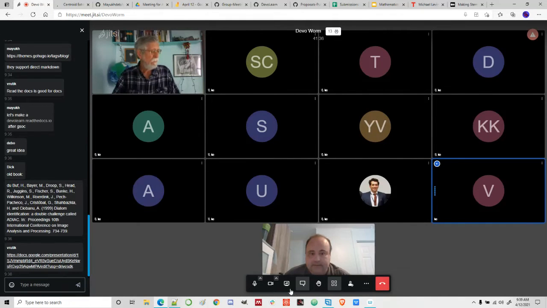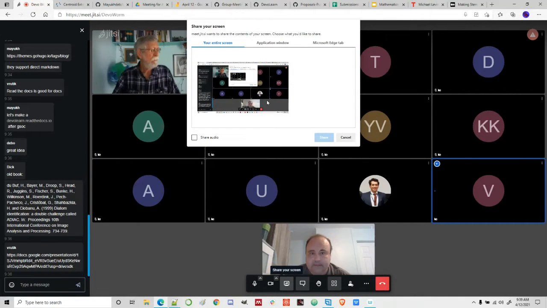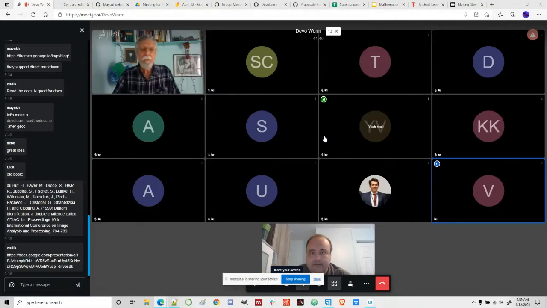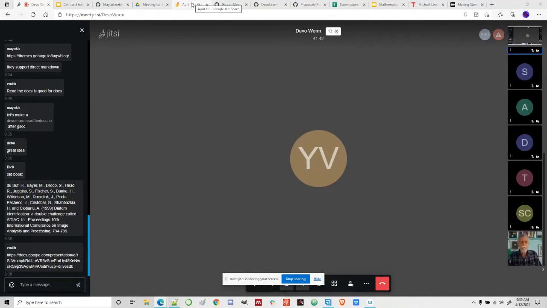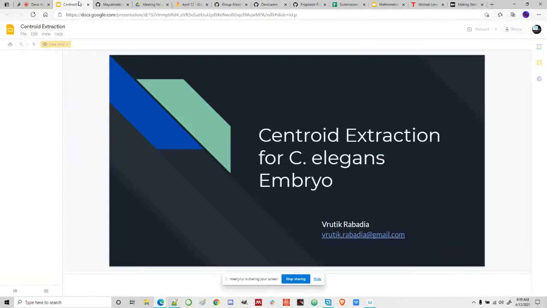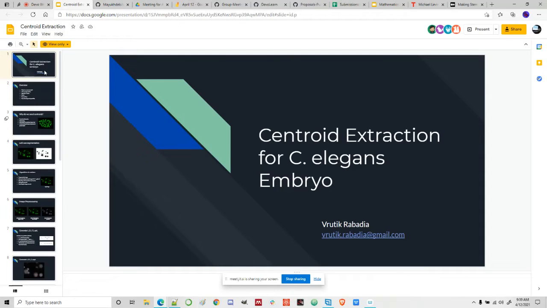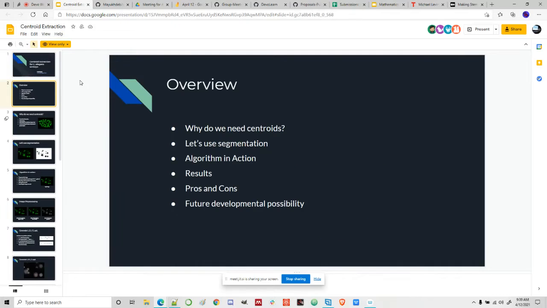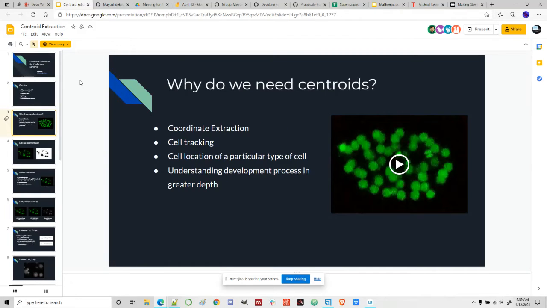We have different machine learning models to segment and extract the centroids, but I have used a slightly different approach because we had images where the nuclei were overlapping each other. So some algorithms failed, some models failed.